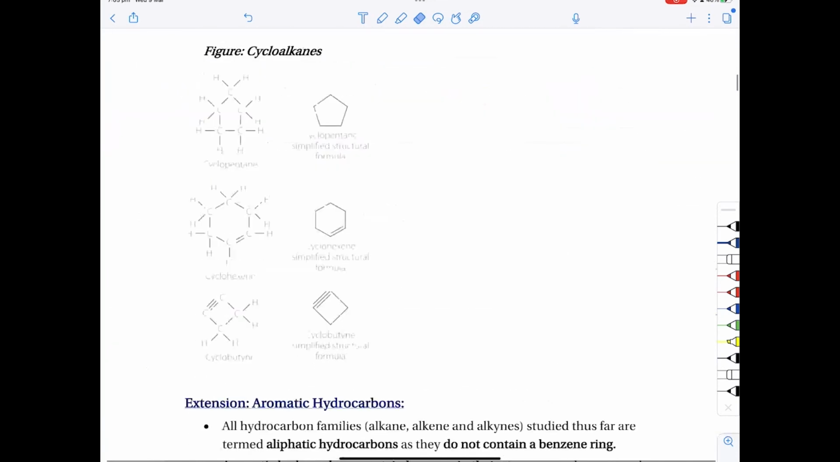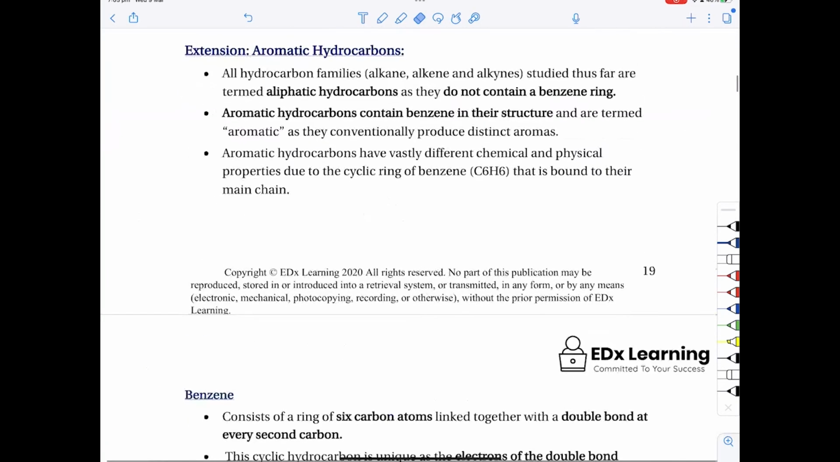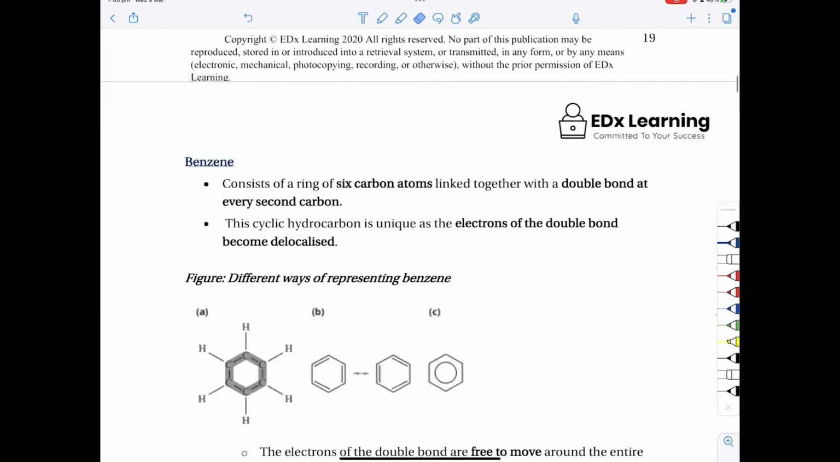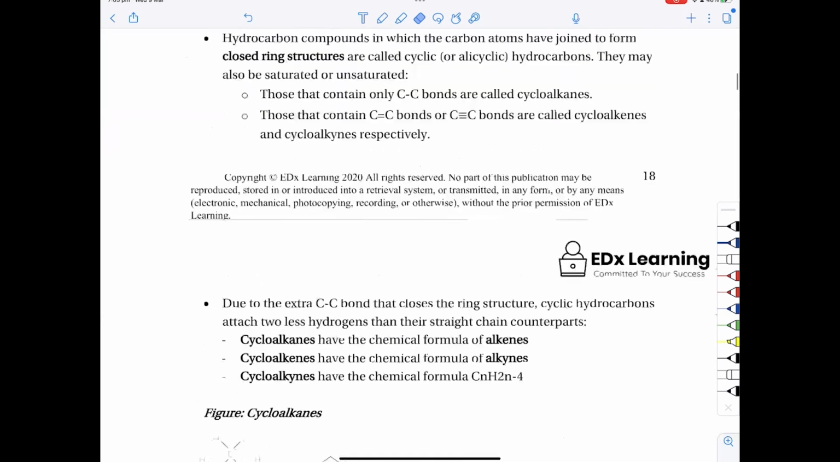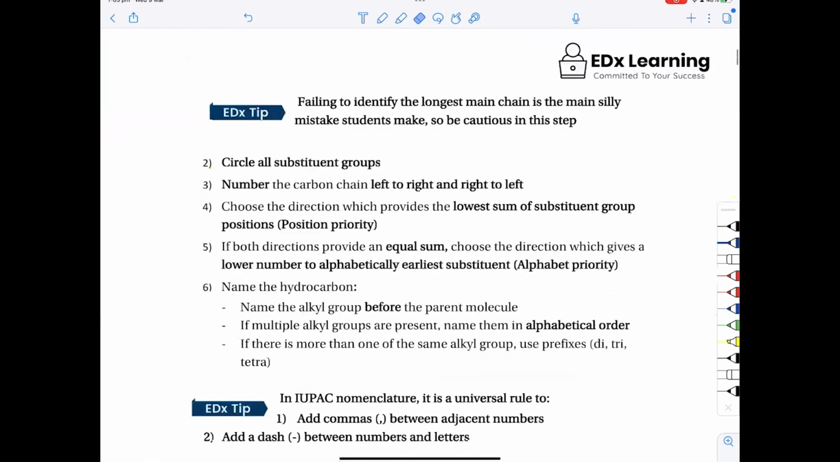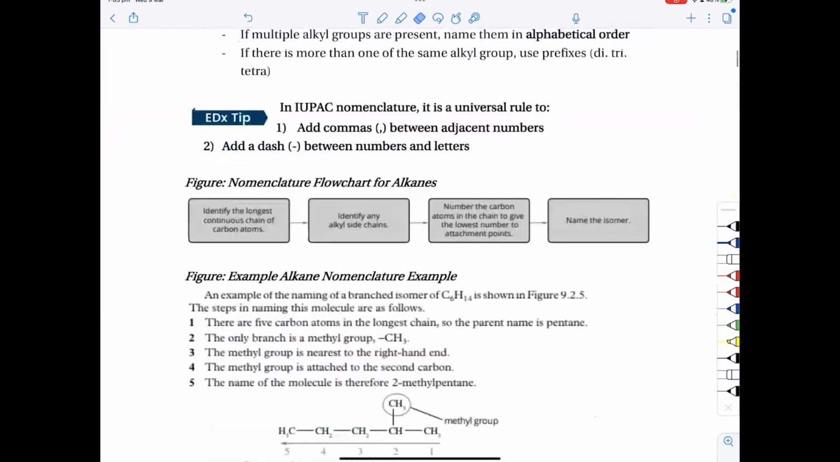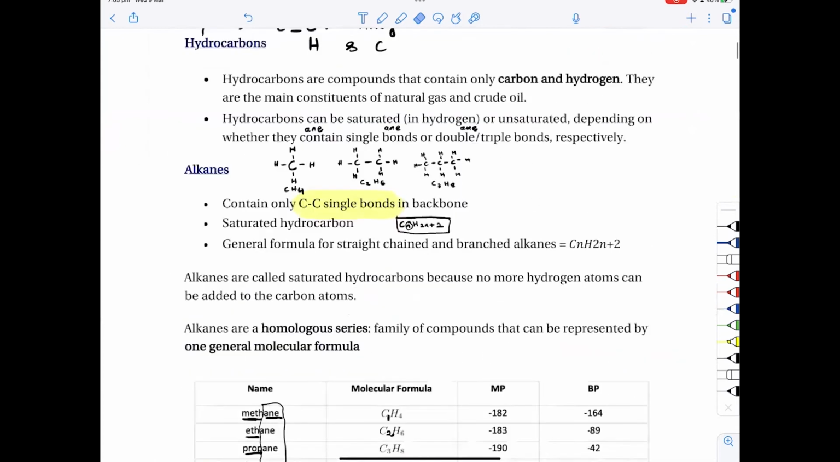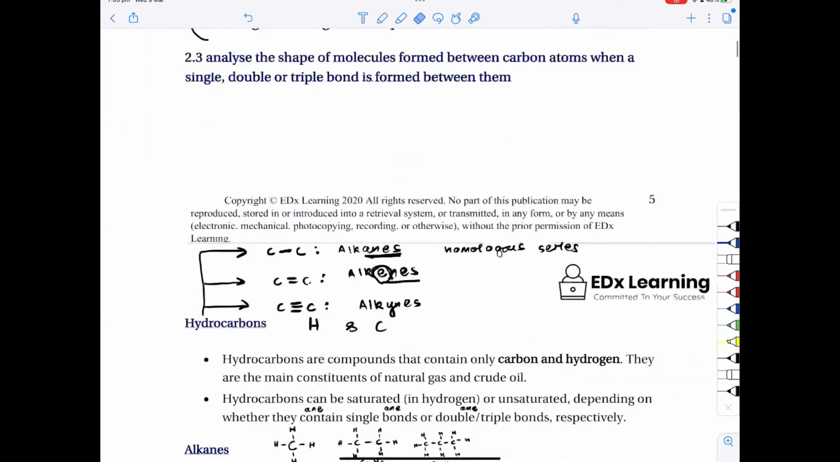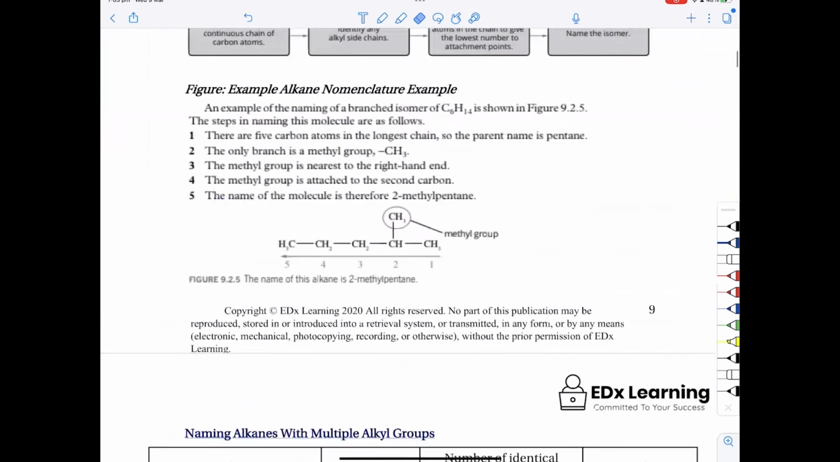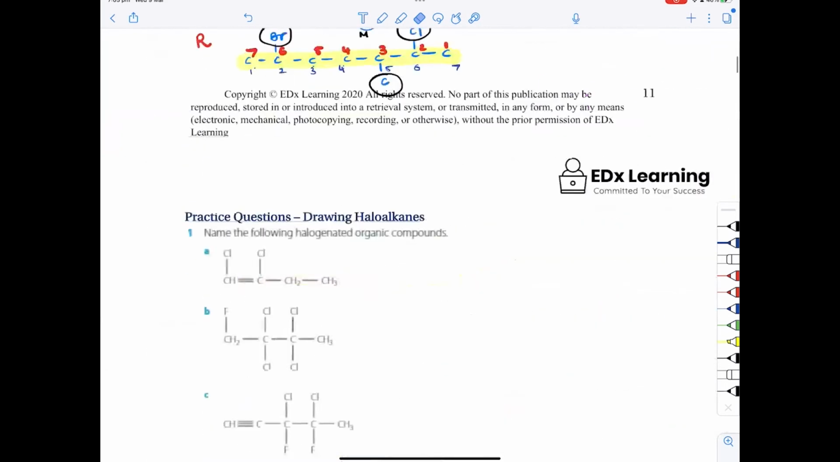Skip cyclic because we've already shown you how to name it. Let's go to naming. Let's go all the way up. Sorry, drawing. Let's go up here. Now, the reason I kind of skipped this is because it's very easy drawing hydrocarbons, but I'll just show you the steps very briefly. Let me go to some names.